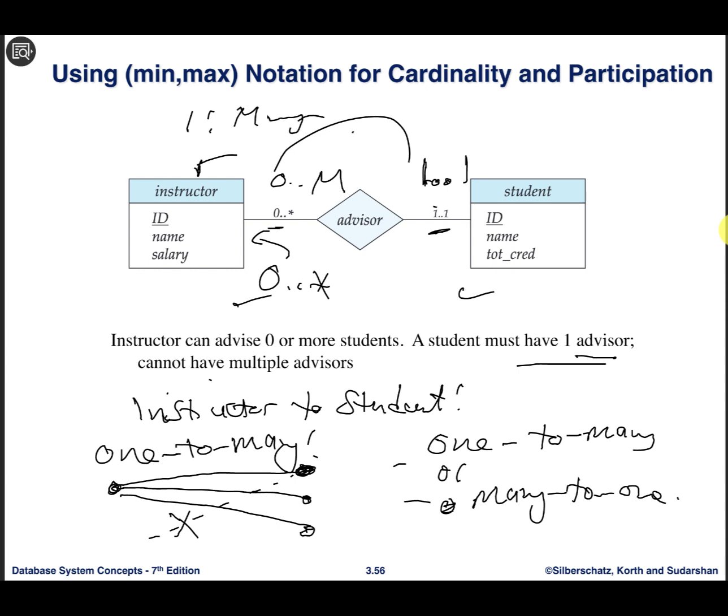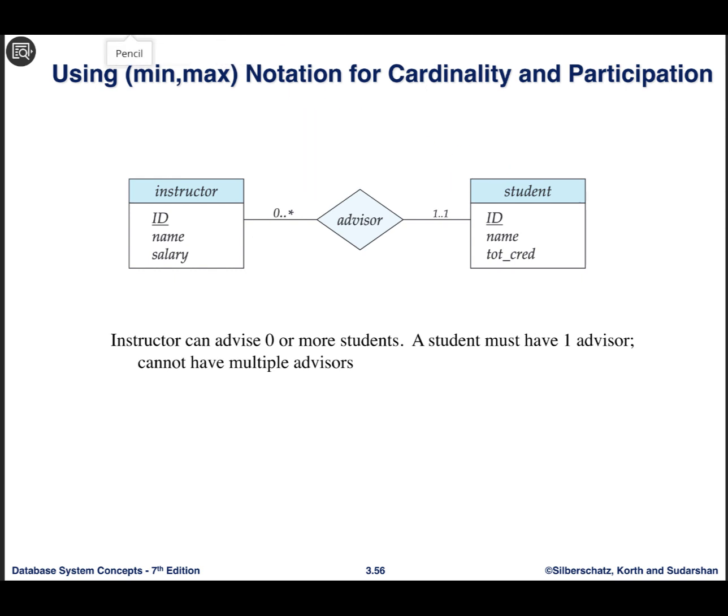Okay, so you need to specify the low value or the highest value. So what have I said here? Just for example, assume that the instructor can advise 1 or more students. So 1 or more can be something like this. 1. So in this case, it would be total participation of the instructor and total participation of the student. Right?